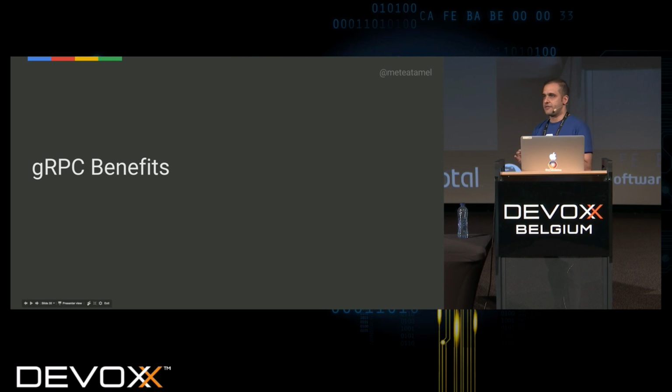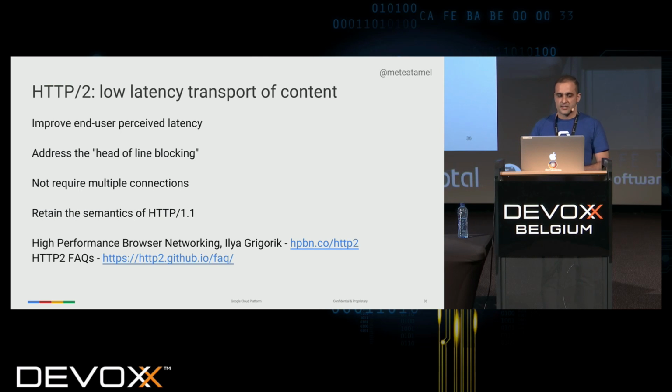Now I want to talk about the benefits. So what benefits do you get by using gRPC other than just the generated code for you? And the benefits is, number one, HTTP2. So the whole point of HTTP2 is low latency transport of content. There are many features in HTTP2 that try to make the end user perceived latency much better than HTTP 1.1 or 1.0. And actually, there was a talk before now that talked much more about this than here. So if you're interested, make sure you watch that video. It was a good talk.